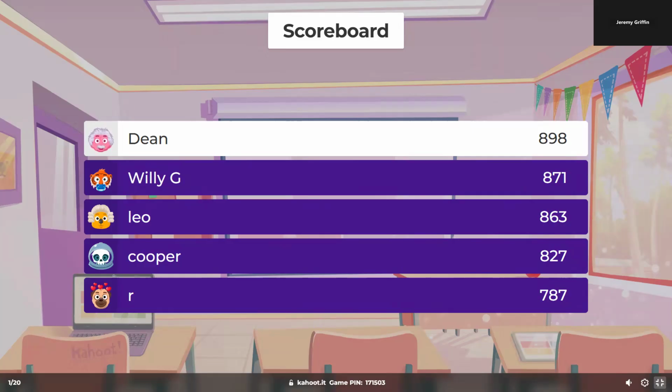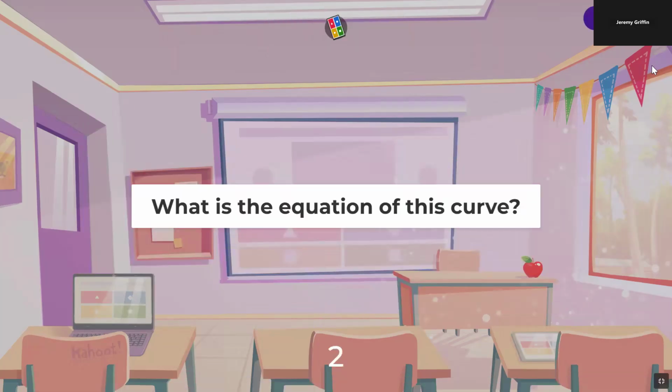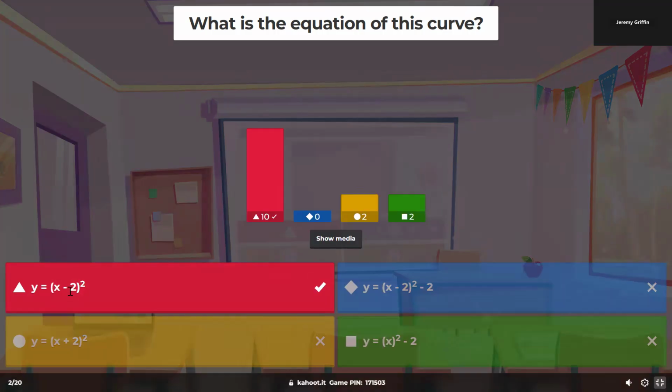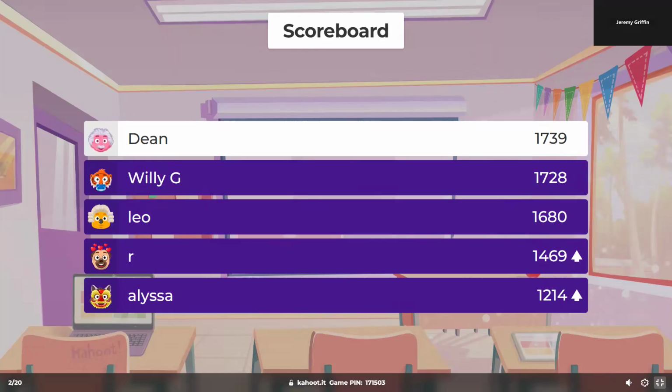All right, we got points on the board. We got R, Cooper, Leo, Willie, Dean. Going into the next one: what's the equation of this curve? That's the parabola shifted 2 to the right. How do you shift 2 to the right? Here, let me help you guys out. Doesn't the point 2, 0 exist? And I'm looking at this red one. If I plug in 2, that zeroes out, doesn't it? Yeah, so that's the answer. So if you do x minus 2 inside the function, doesn't that shift it to the right too? And of course, you should be able to test the point.